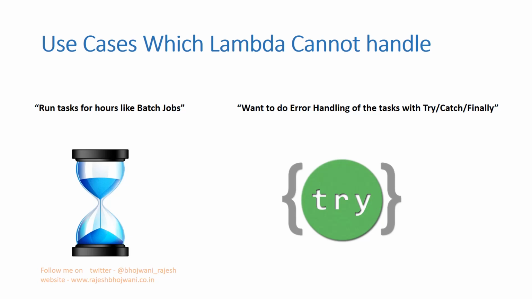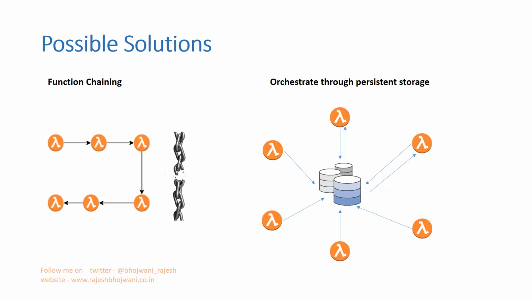Now what if I want to do error handling in my functions? If I want to put try, catch and finally blocks, handle the exception and then pass that error to the next step, how do I do it? There's no feature right now available in Lambda for handling that. And that's the reason we need a solution around all those scenarios.